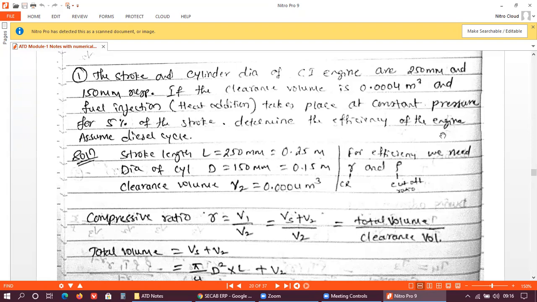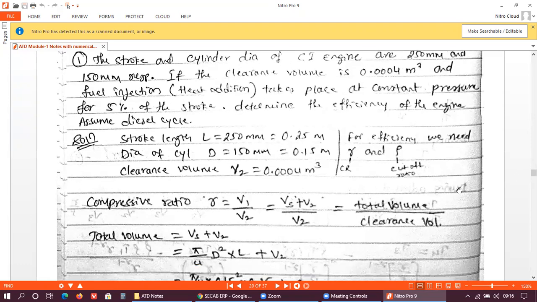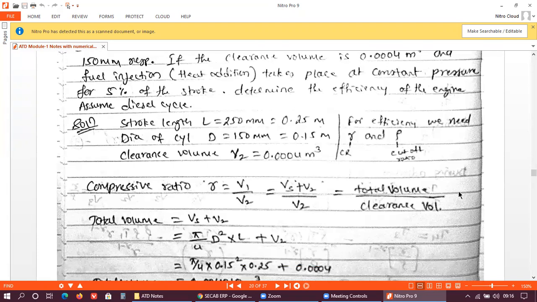So determine the efficiency of the engine. Okay, so just go through the given data here. These I have listed out here. L is 0.25, D is 0.15, and V2 is already given as 0.004 cubic meter. Okay, so this is the equation for compression ratio, right? Vs plus V2 divided by V2, right? Stroke volume plus clearance volume, divided by clearance volume.